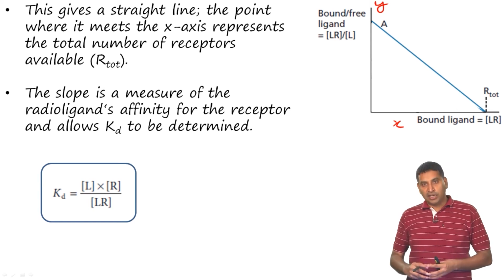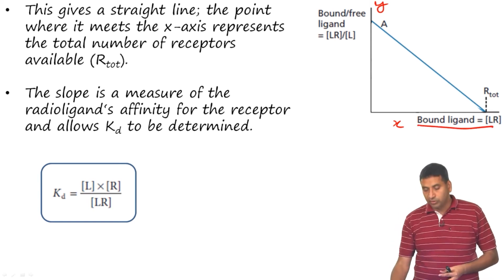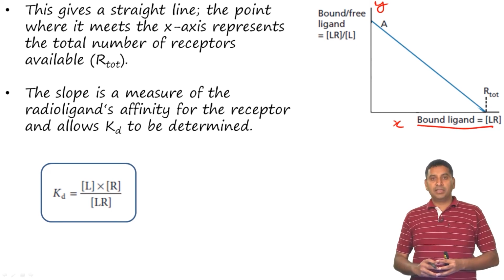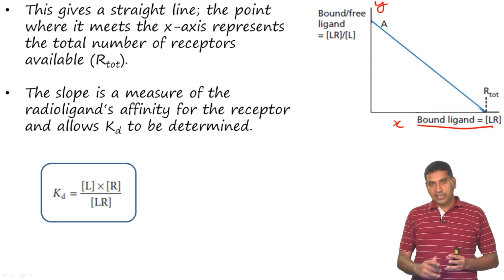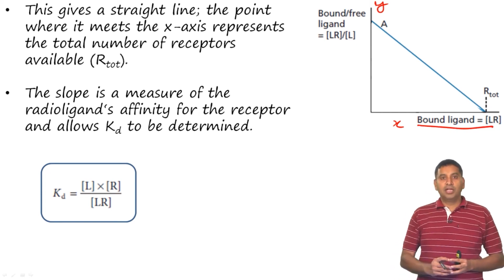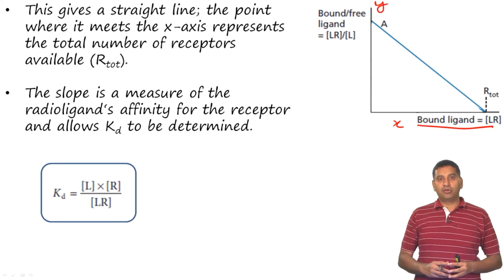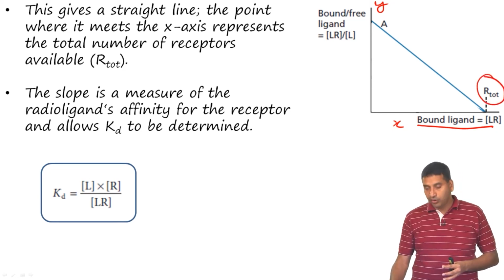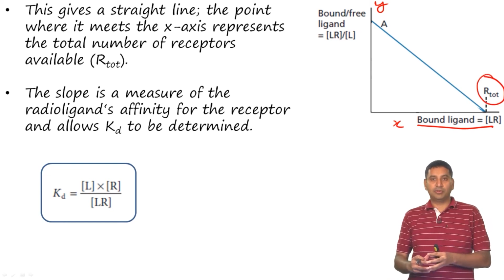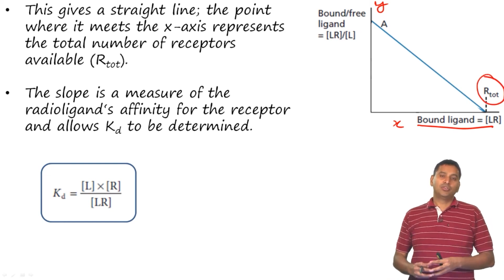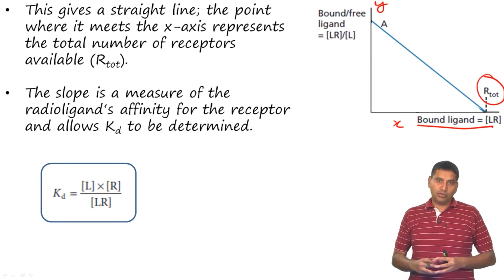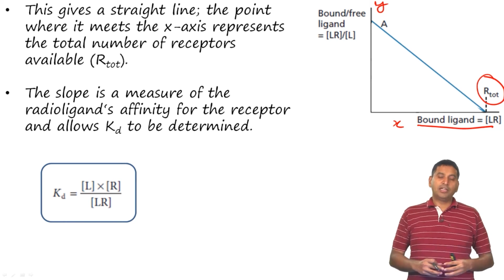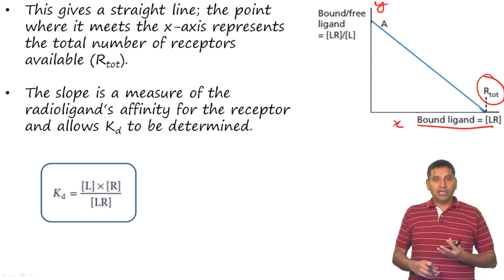And if you plot that versus the concentration of the bound ligand alone, then you would expect to see a straight line, which is shown here, and the slope is a measure of Kd, and the intercept here gives you an idea of the total number of receptors that are present. So, using this plot, which is known as a Scatchard plot, one can determine R total as well as Kd.